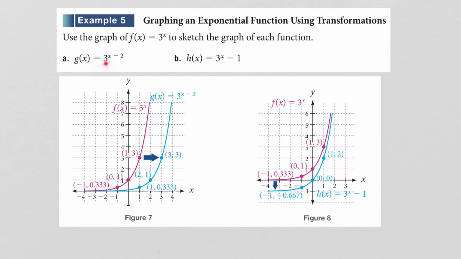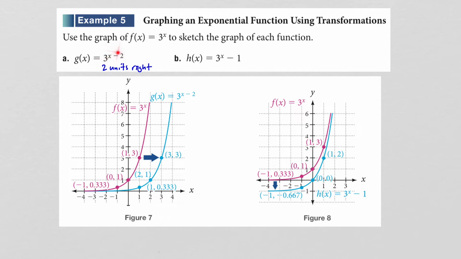So to graph 3 to the x minus 2, we just need to remember that when you plug x minus 2 in for x, that is going to shift the graph 2 units to the right. And that's exactly what has happened here. So the graph of 3 to the x minus 2, we're simply taking every point on 3 to the x and we're shifting it 2 units to the right. Shifting it 2 units to the right. And if you do that for every single point, you will get this graph here.